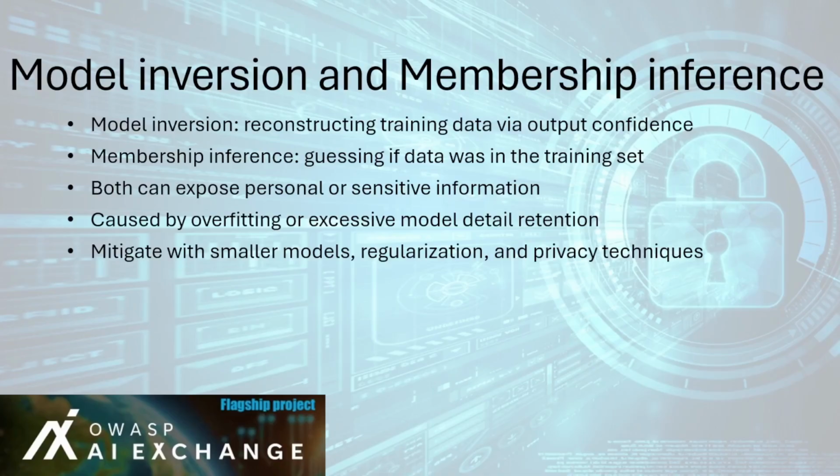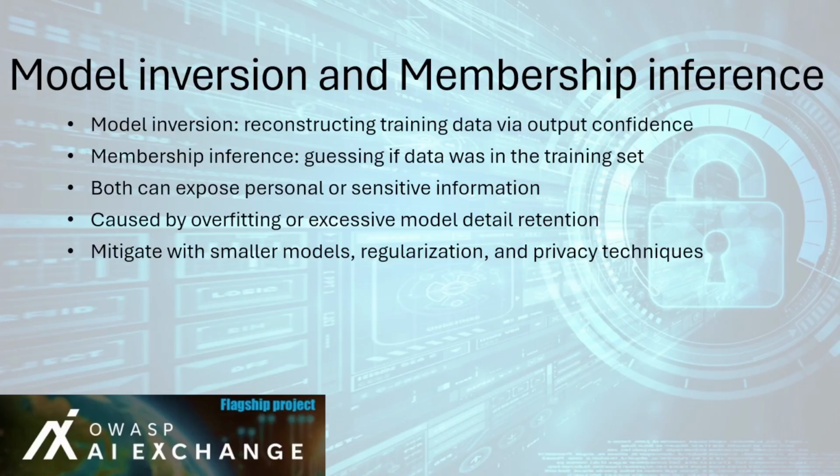Model inversion reconstructs parts of the training data, for example faces or text, by analyzing model outputs. Membership inference determines whether a specific record was part of the training set. These attacks exploit models that are overfitted or too detailed, meaning they retain excessive information about training data. The risks are that there may be leakage of personal data or sensitive business information, and there may be breaches of privacy laws and confidentiality agreements.